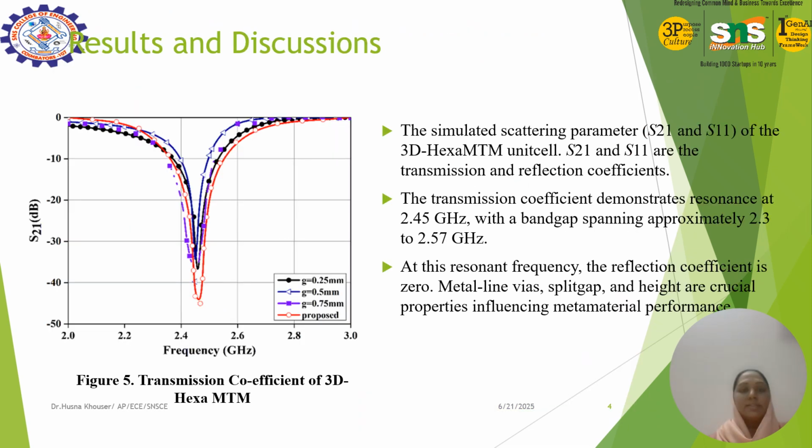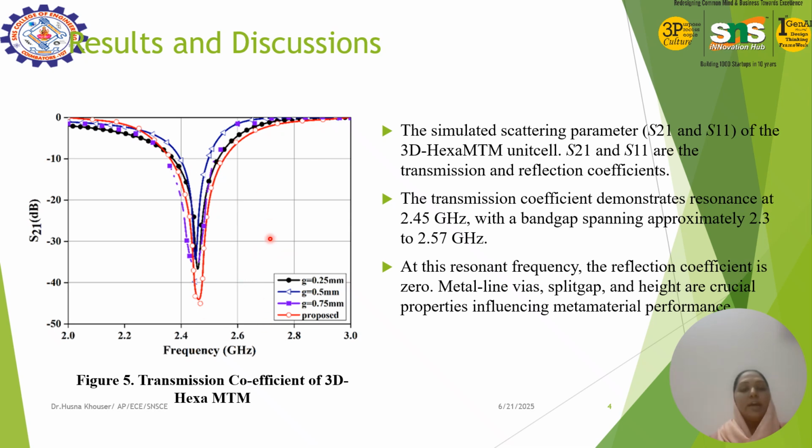Next is the results and discussion. Here is a transmission coefficient graph of the 3D MTM structure. We have analyzed different air gaps between the top of the substrate and the hexagonal ring. Based on the air gap that resonates at the proposed 2.45 GHz, we have fixed the air gap at 1 mm.